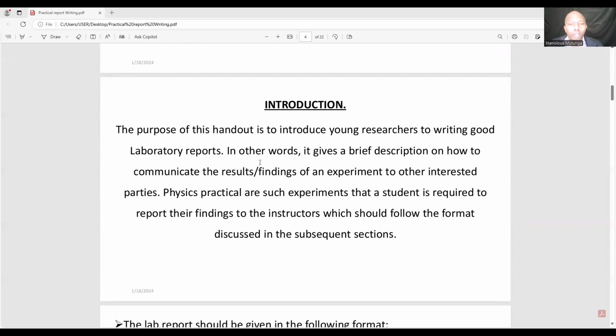The purpose of this handout is to introduce young researchers to writing good laboratory reports. In other words, it gives a brief description of how to communicate the results you got in your laboratory, or the findings of an experiment you did. Remember very well, physics experiments come as a unit. And you are required first to write a report or to communicate your findings to the instructor, which should follow the format which we will discuss somewhere down here.